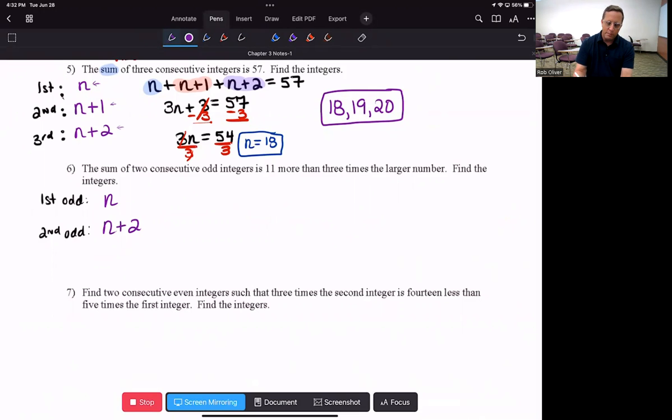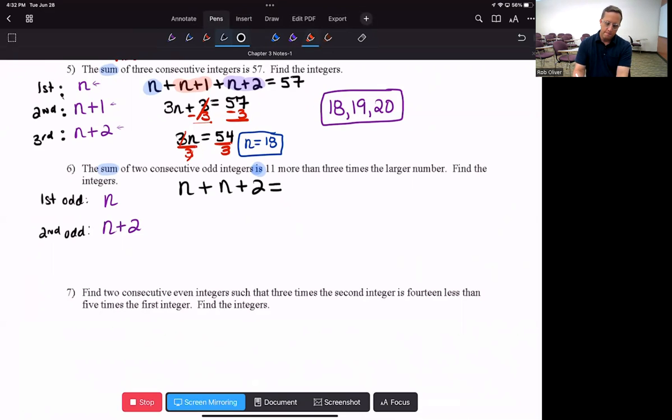Now this one's a little bit more tricky, but let's just decipher it. We have sum means add, of 2 consecutive odd integers. Sum means we're going to add. So the first consecutive is going to be n plus n plus 2, and that means equals 11 more than 3 times the larger number.